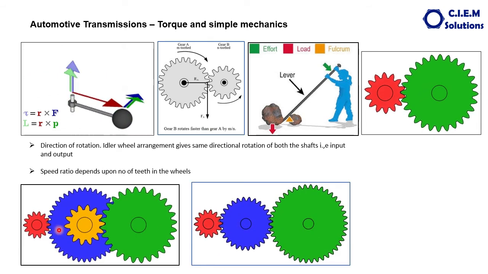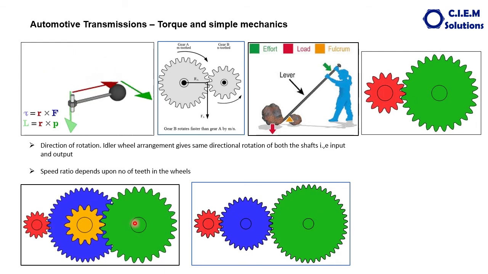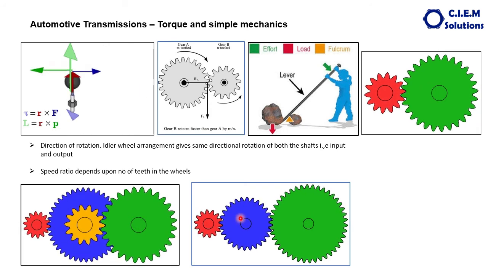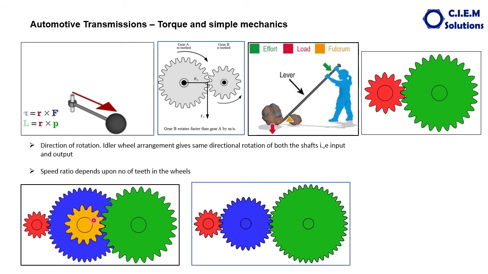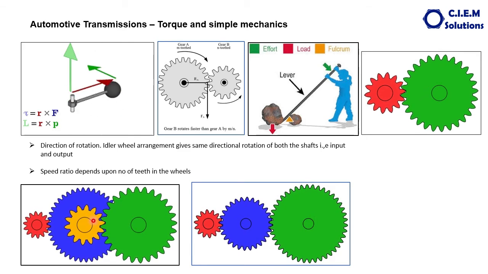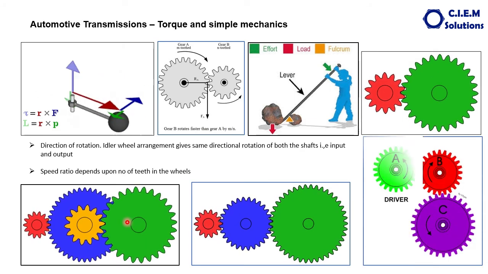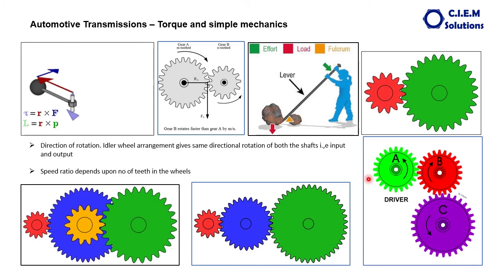But here the speed difference between the input and output is much higher. Here the speed difference is comparatively lesser. Because of this, two gears are fitted on the intermediate shaft, on the same shaft. This is another animation of the output and input being the same.